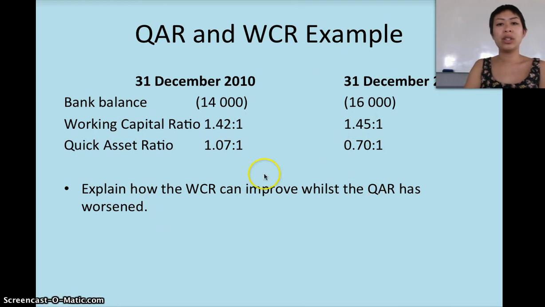Looking at the data, we've actually got conflicting information besides these two ratios. It's interesting how the working capital ratio has actually improved, suggesting better liquidity, but we can see that they've actually got a greater overdraft over the years. So how is that possible?